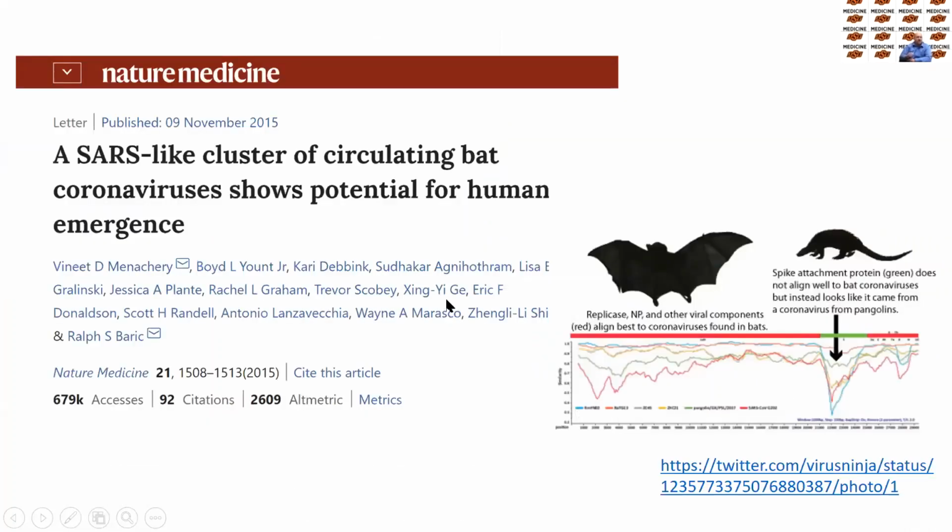What we do know is that in 2015, this article published in Nature Medicine identified a SARS-like cluster in bat coronaviruses. They were getting bats and identifying these coronaviruses, and this pangolin was also identified there. So there's some relationship early on between the bat and the pangolin. We don't really know at this point, but this was in 2015 that this SARS cluster that was circulating was identified.